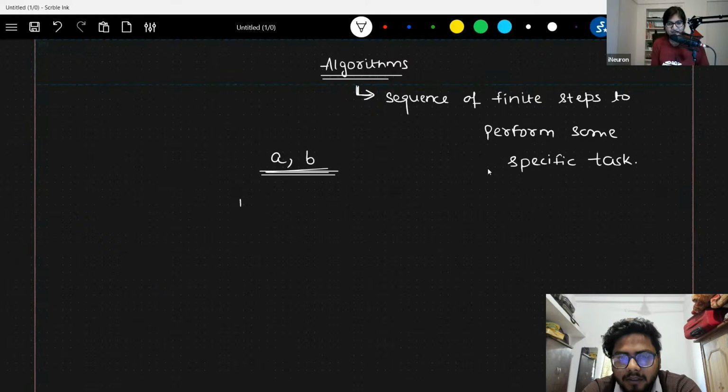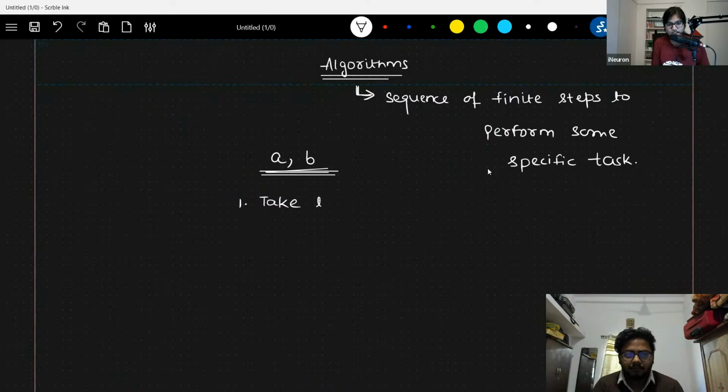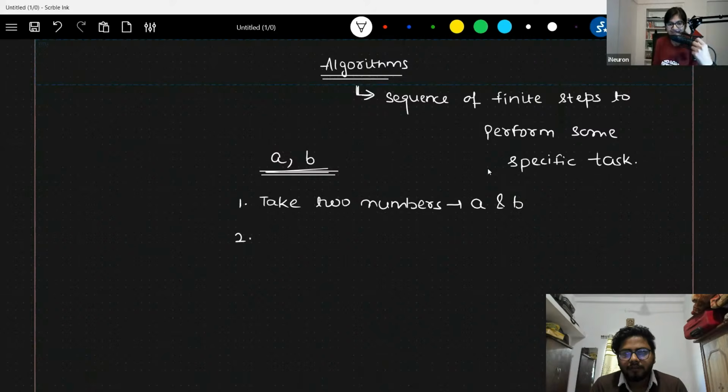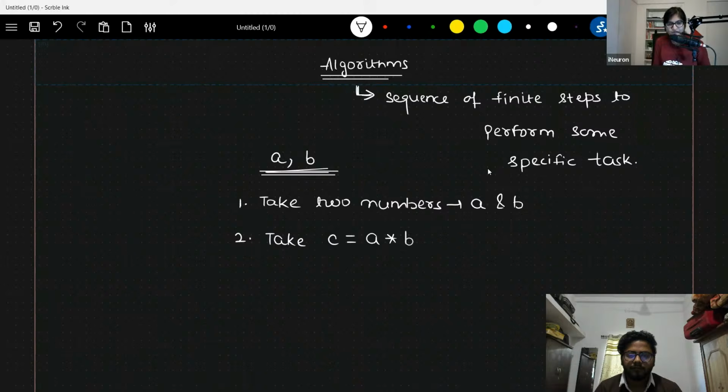So you can say, why not? As a very first step, you will take two numbers which will be entered by the user, which are A and B, right? After that, we take some other variable to store the product of these two numbers, maybe C, which is a multiplication of A into B. And finally, as a third step, we return that value of C.